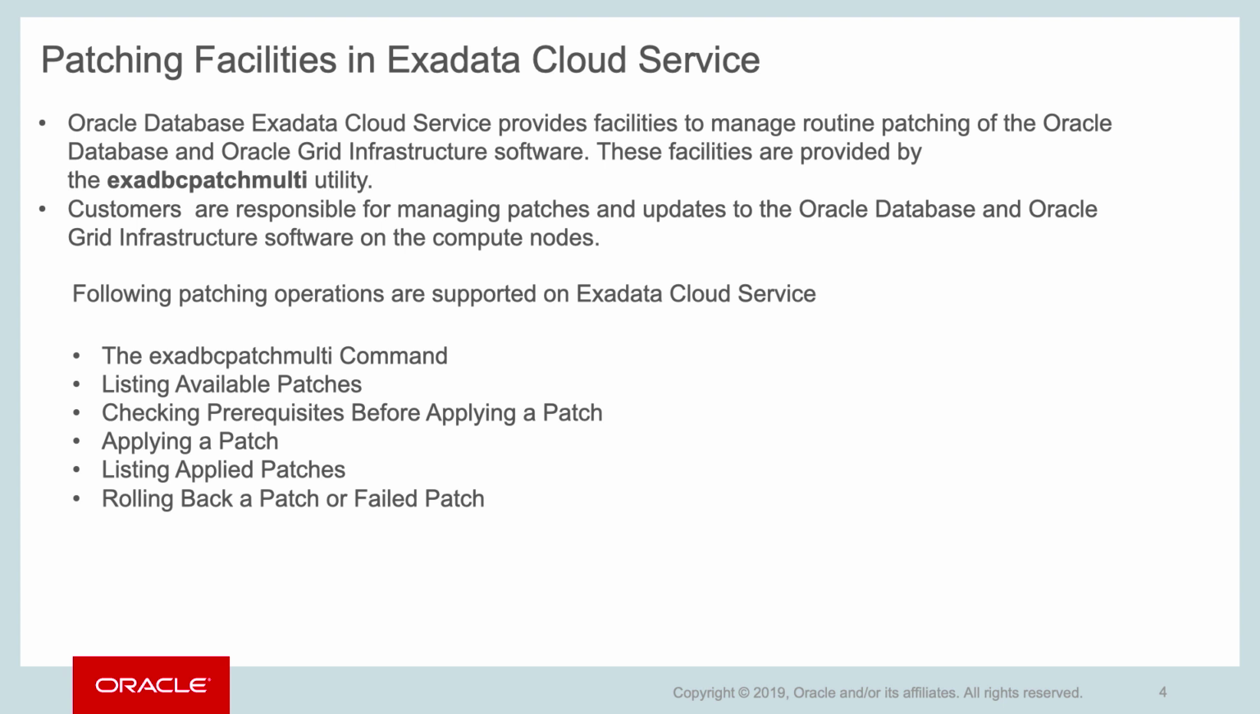The patching operations which are supported by Exadata Cloud Service are around the exadbcpatchmulti command. You would be able to list out any available patches. You should be able to do the prerequisite checks before applying a patch, followed by applying a patch, and listing any applied patches on the system. In case you want to roll back, you would be able to do that using the tools provided by Exadata Cloud Service in case of failed patches or scenarios.